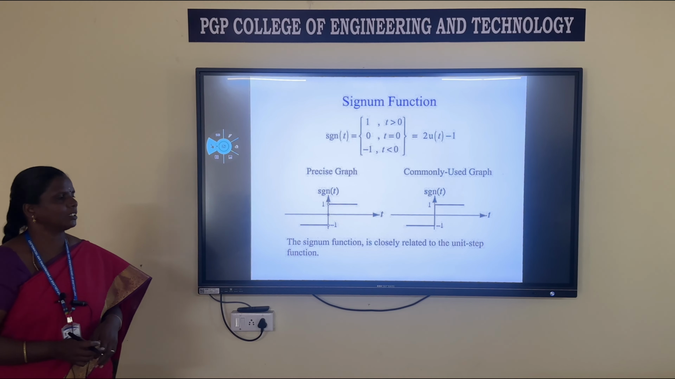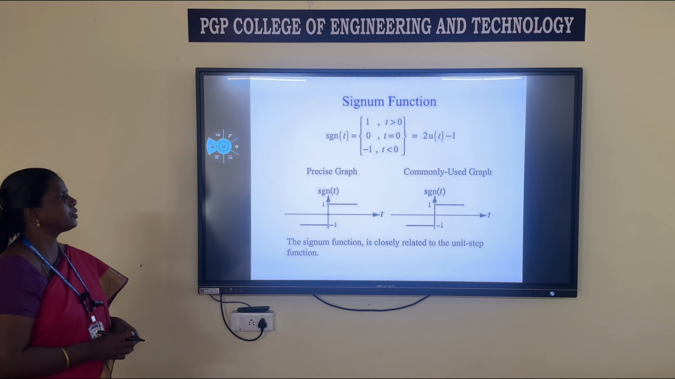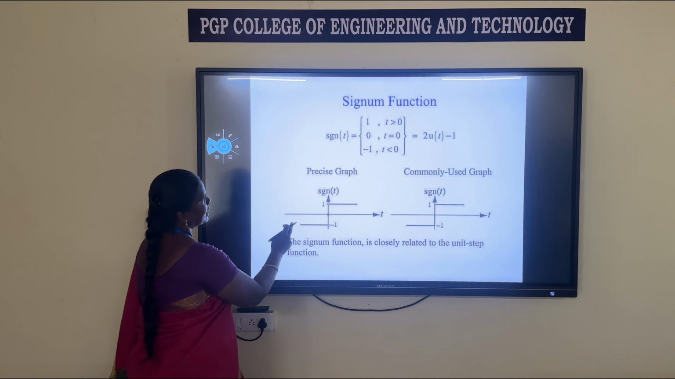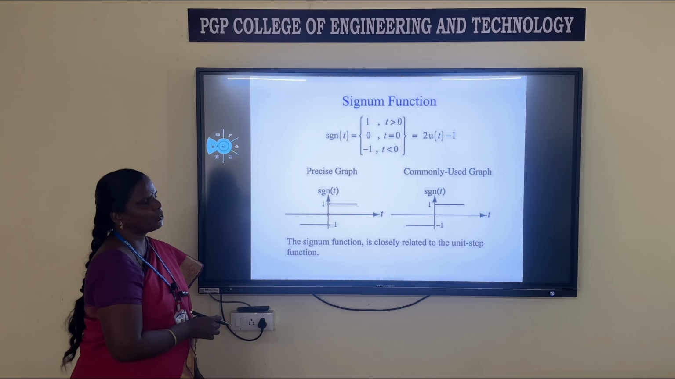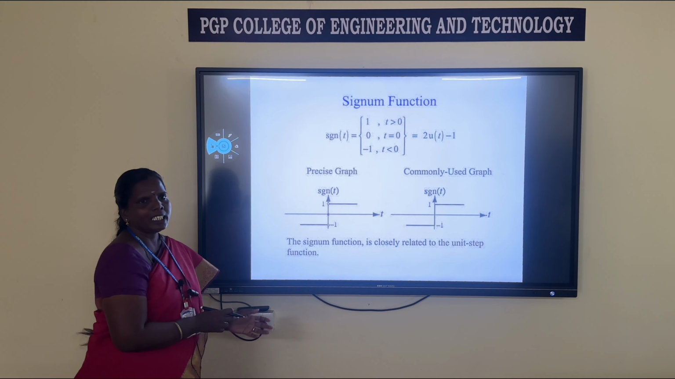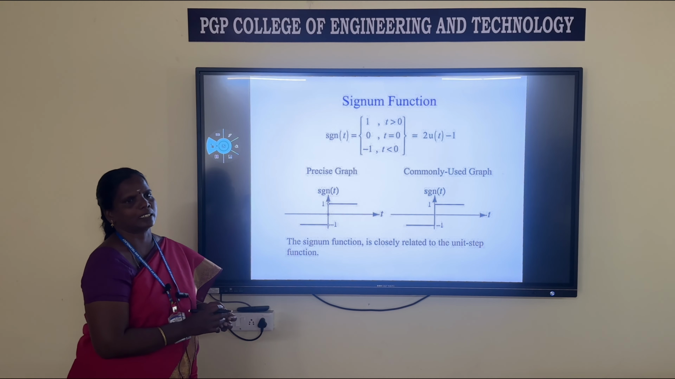So the signum function is closely related to the unit step function. The signum of t is equal to 1 when t is greater than 0, and minus 1 when t is less than 0. It is used in the sampling process.